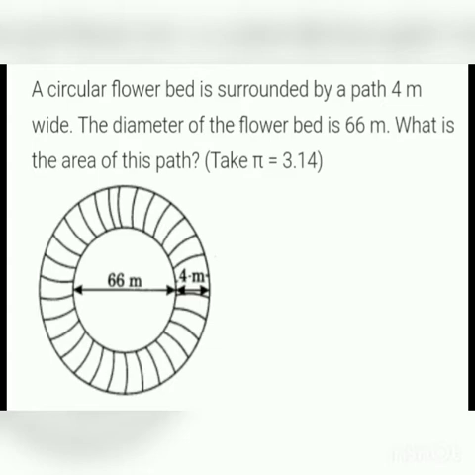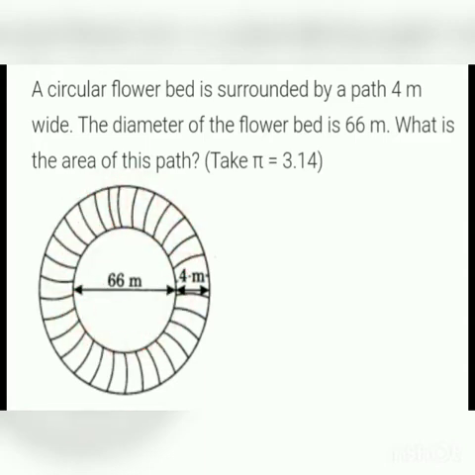The circle including the path, that means the flower bed in the flower garden including the path, makes a big circle, this circle. And the flower bed, this is the flower bed, that is a small circle. So if we find the area of these two circles and subtract, we'll get the area of this portion. From the bigger circle, if you subtract the area of the smaller circle, we'll get the area of this marked portion.